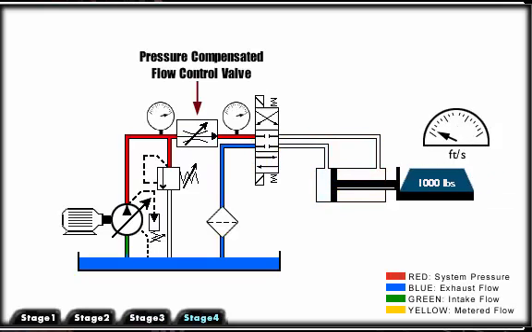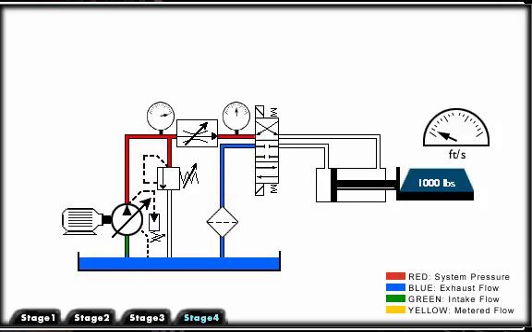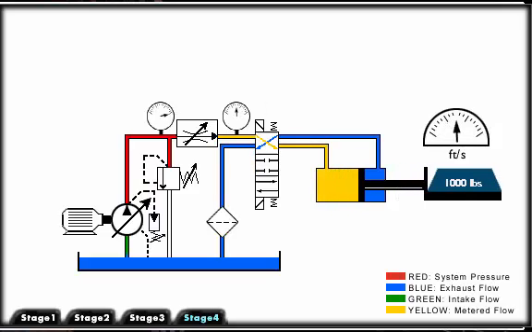A pressure-compensated flow control valve is designed to make allowances for pressure changes ahead or after the orifice. The pressure-compensated flow control valve symbol adds a pressure arrow to the orifice. Notice that with a pressure-compensated flow control valve, the speed of the cylinder does not change with the change in load.